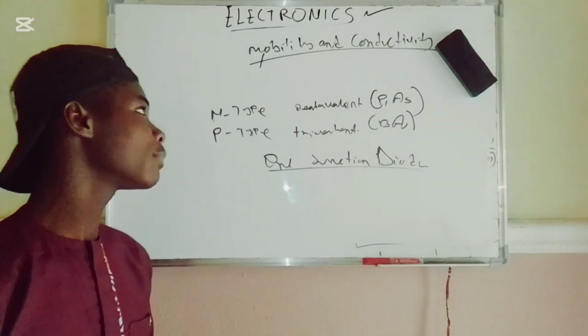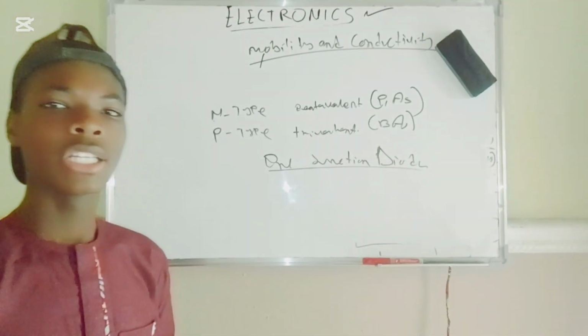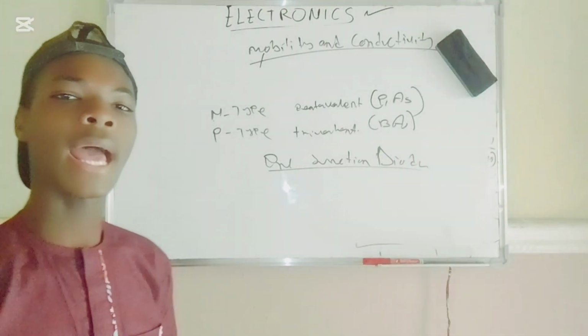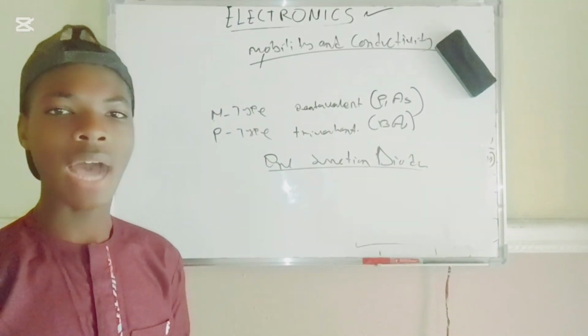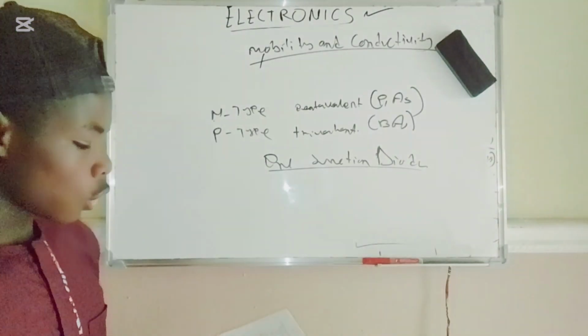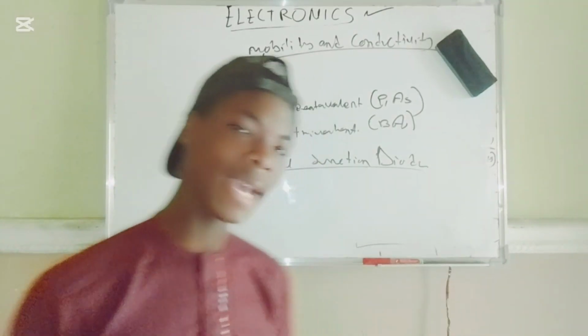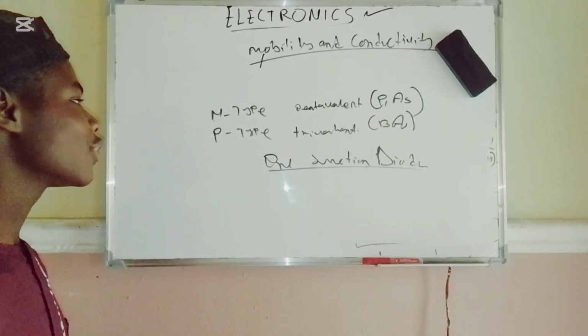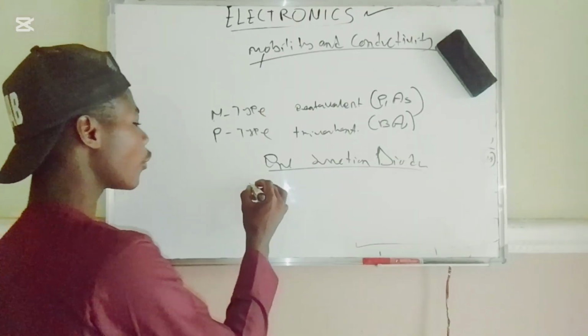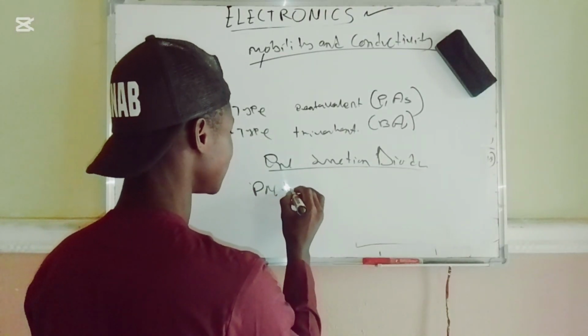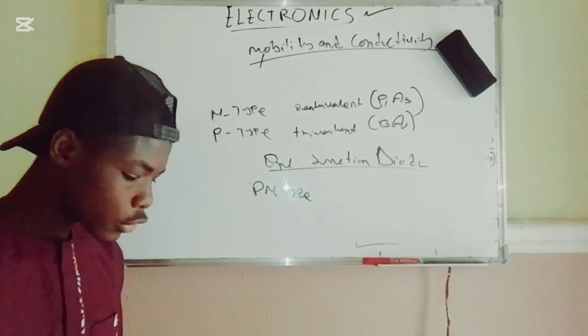Whenever you're going to do the exam, if you watch this video completely, inshallah you will score the highest and you will pass the course. So the P-N junction is formed by joining P and N. By the word P-N, you know that we are going to join P-type and N-type. So we all know this.